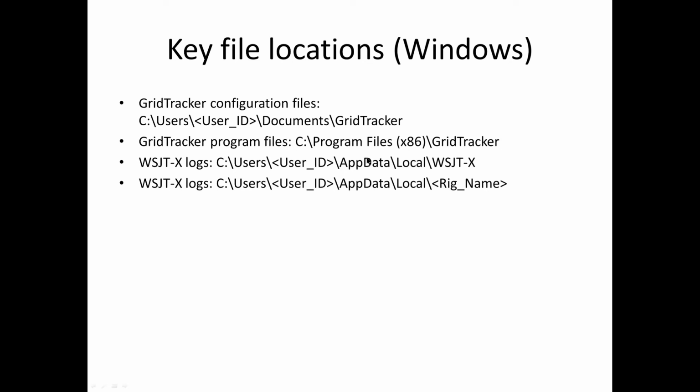The WSJT-X logs by default are going to be in WSJT-X right here in this directory, this app directory. If you have a rig name in there because you're running multiple slices, then you will see multiple directories, where each instance of WSJT-X will have its own directory.